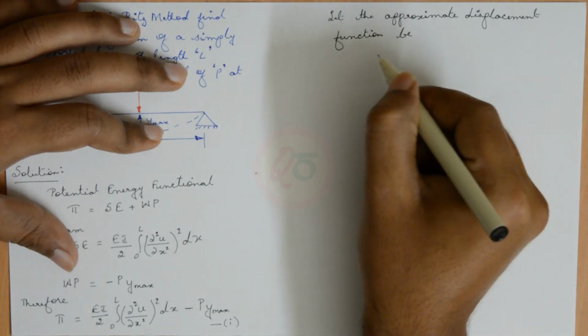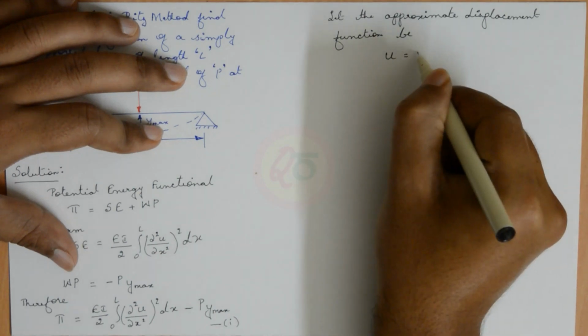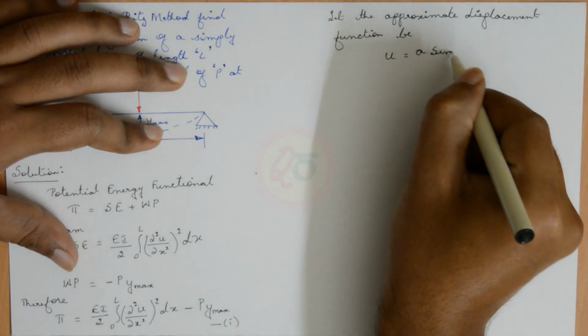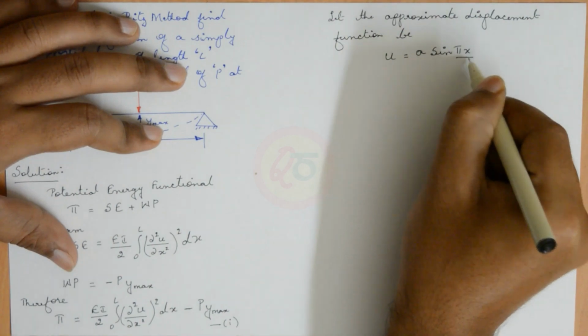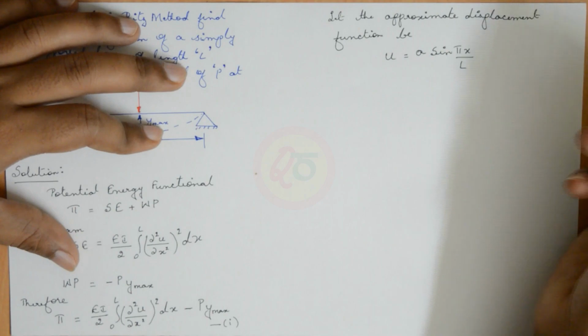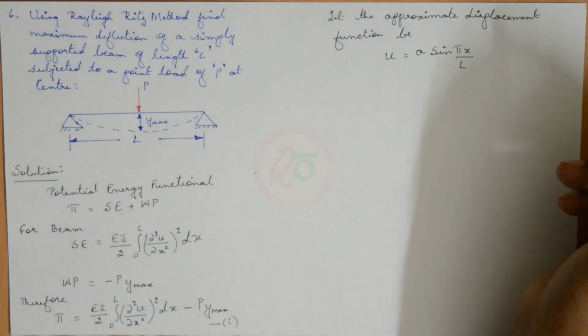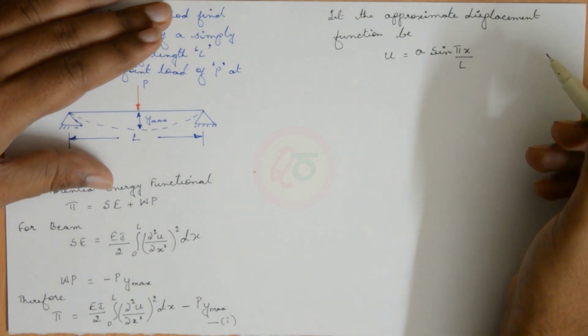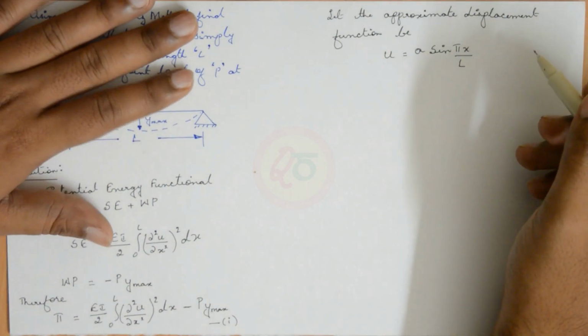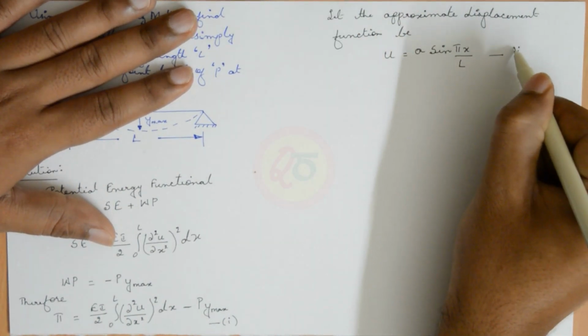So u is equal to a sine pi x by L. Let me not go further, because the result will improve, but my computational time will also increase. Hence, I'll assume only the very first term in the trigonometric series: a sine pi x by L. I'll call this equation 2.